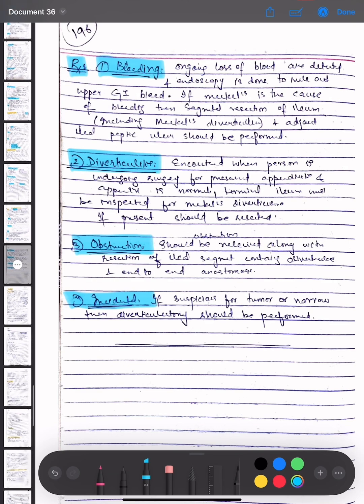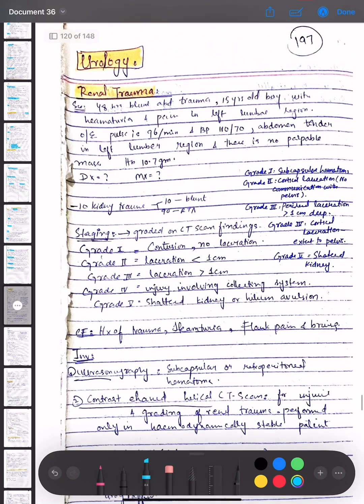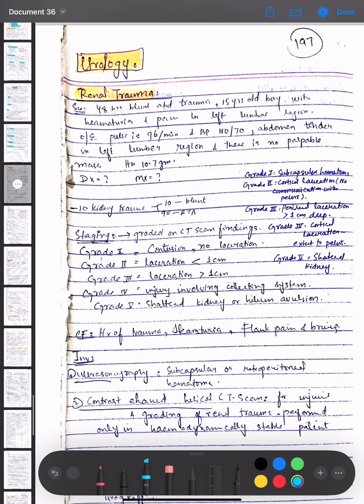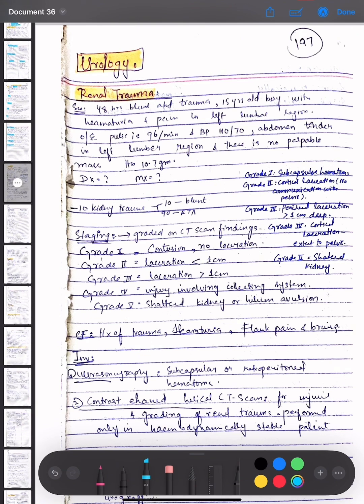I will try to complete the last unit of systemic surgery, that is urology, in just a single video. And then we will complete the systemic surgery subject and we will start our next subject.